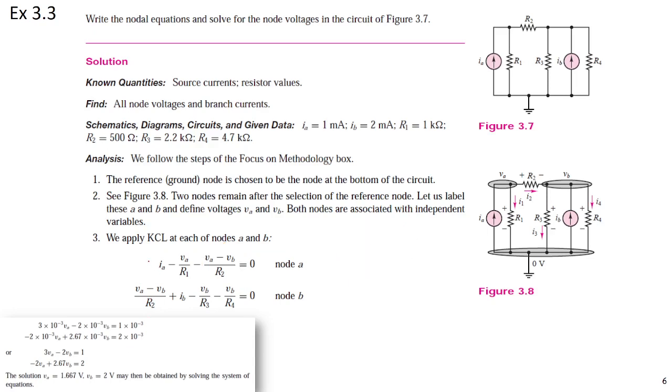Then we just substitute the known values, rearrange, and solve for VA. We will get VA at 1.667 and VB at 2 volt here, right? By solving these two equations and two unknowns. So if we have a circuit with three nodes, we can get two equations and two unknowns by making one node the reference.